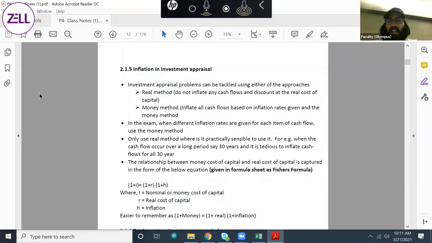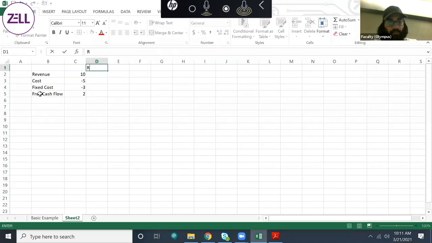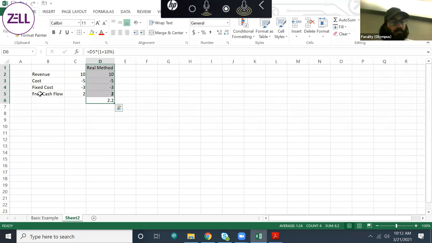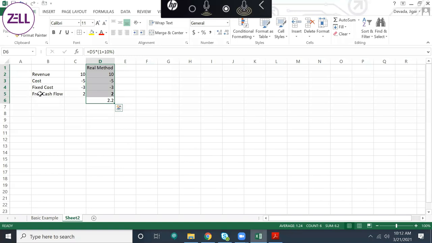In the real method, guys, I'm just giving an example. Let's say my inflation is 10%. So I'll just do this into 1 plus 10%. I got 2.2. Everyone understood this real method? Yes, sir. Okay.